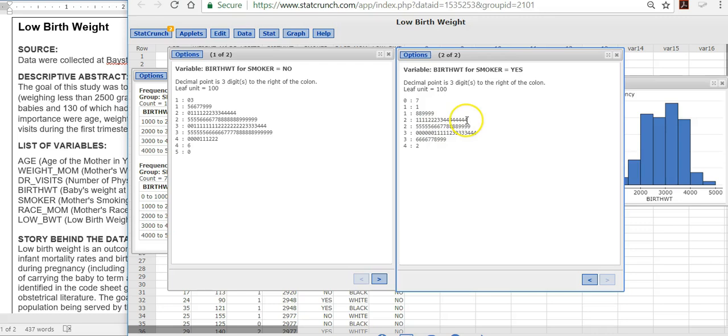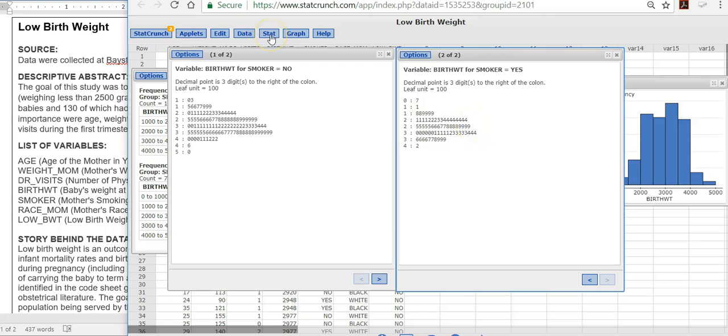And in both of these, it used split stems. So it's giving us the same classes as we had in the histograms. They're going with a class width of 500. So for example, this stem goes from 2,000 up to 2,499. And this one goes from 2,500 up to 2,999.